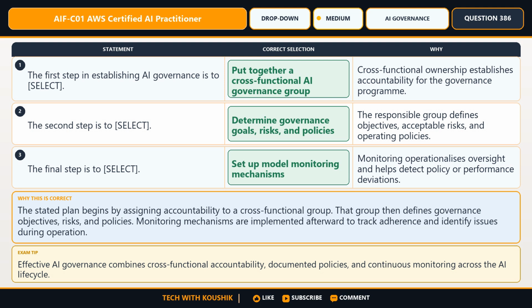Here is an important exam tip. Effective AI governance combines cross-functional accountability, documented policies, and continuous monitoring across the AI life cycle.